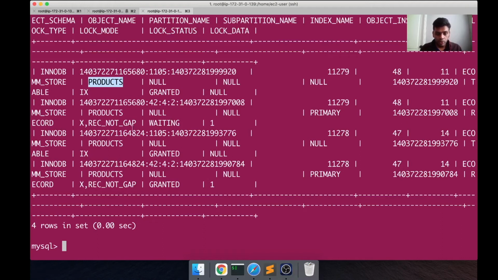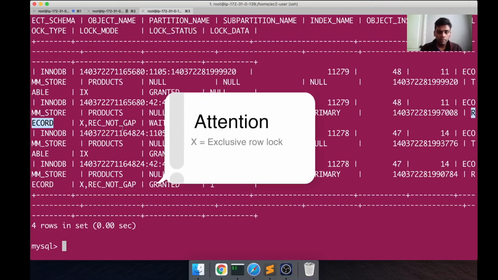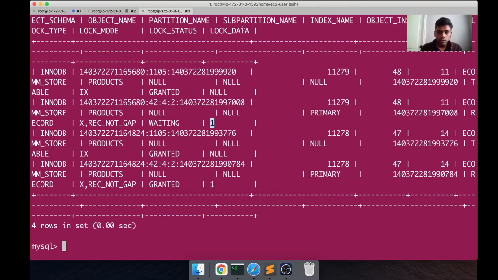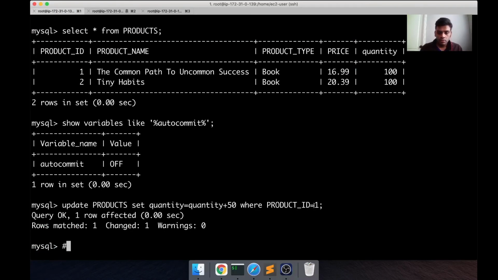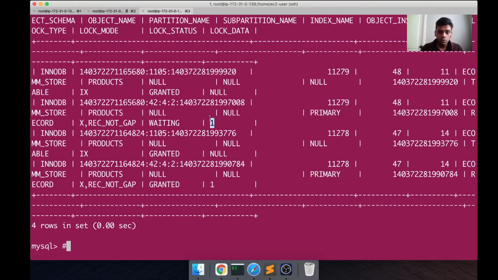To understand what's going on here, we have the products table, and we have an IX lock, which is an intention exclusive lock on the table itself, meaning a transaction is about to get an exclusive lock. This is at the table level, but don't get tricked by that. There's also another row indicating a record level or row level lock, locking only the data equals one. If you remember, our update statement uses product ID equals 1. So that's what we are seeing over here.